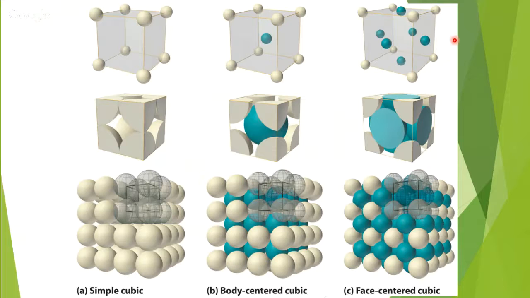The third one we want to talk about right now is face-centered cubic. It's a little hard to see in this top one, I think, but we have the same atoms on each of the corners. Additionally, we have an atom that is in the center of each face of the cube. You can see how that fits together down here.